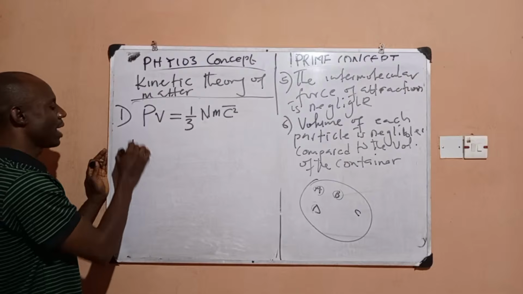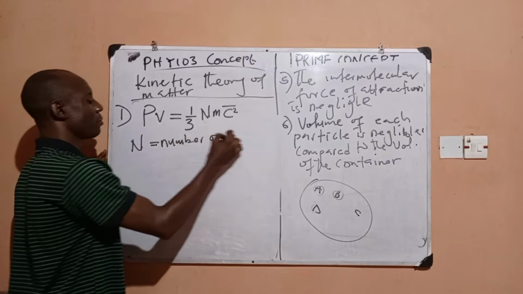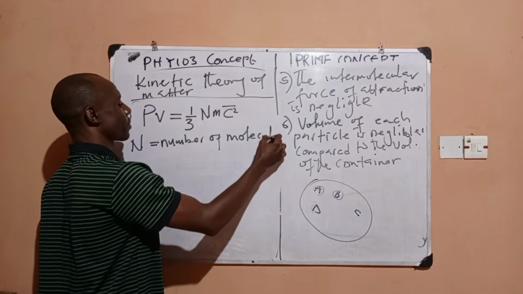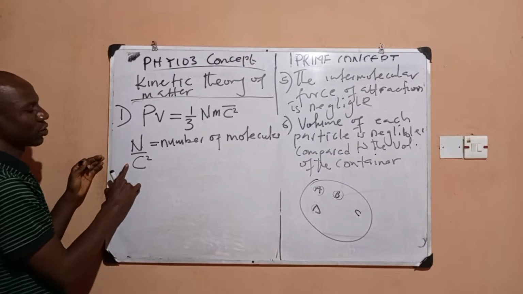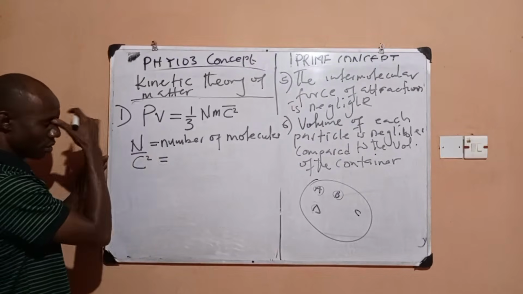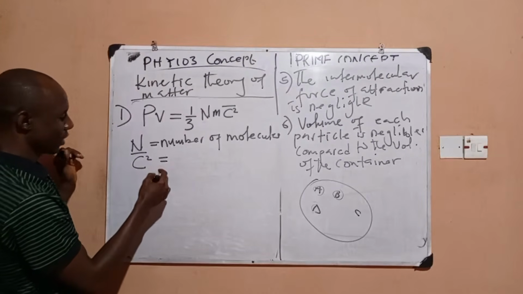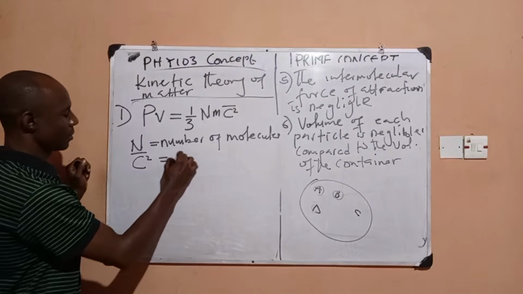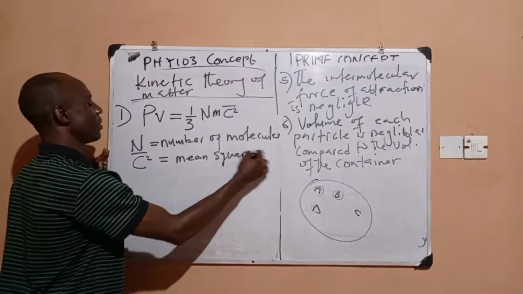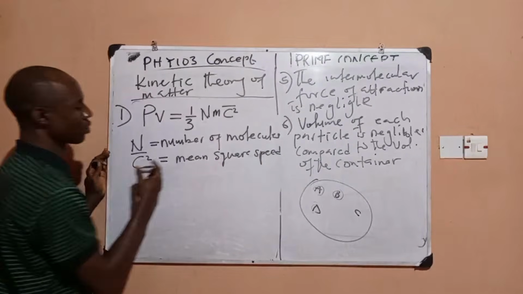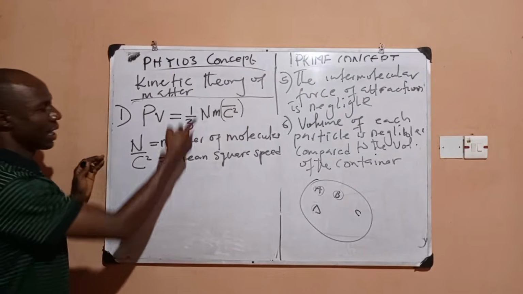So in this formula, N is the number of molecules. Then this is what you call the mean square speed. Of course, in this formula, say I don't want to use mean square speed, I can still replace it.